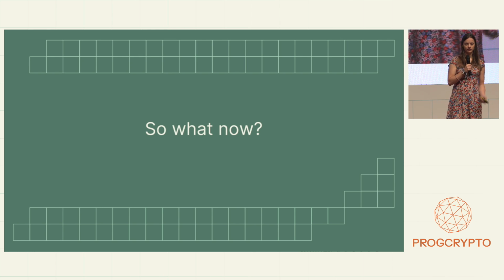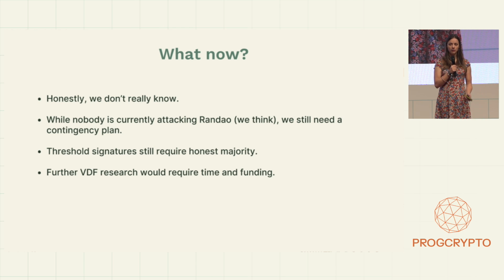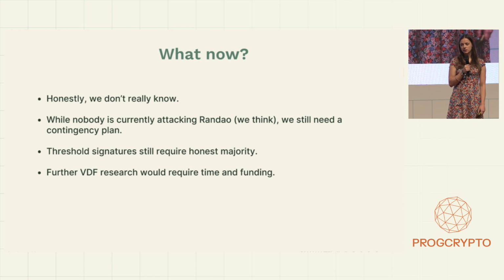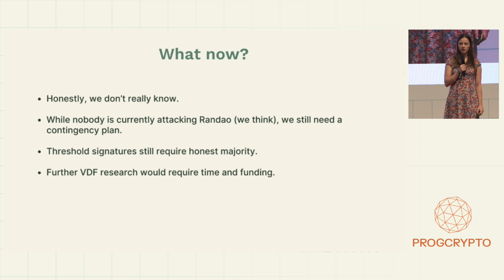So what now? I'm going to be honest with you, we don't really know. While nobody is currently attacking RANDAO, to the best of our knowledge, we still would like to have a contingency plan in case this changes. Threshold signatures still require an honest majority, either for secrecy or liveness, and further VDF research, such as we would like to see, would require a lot of time and a lot of funding.